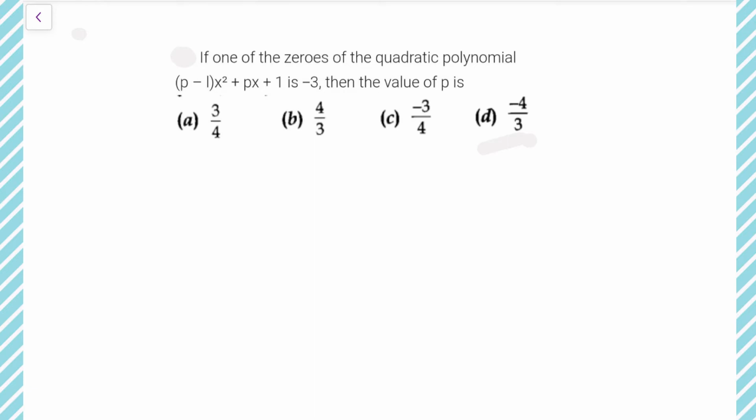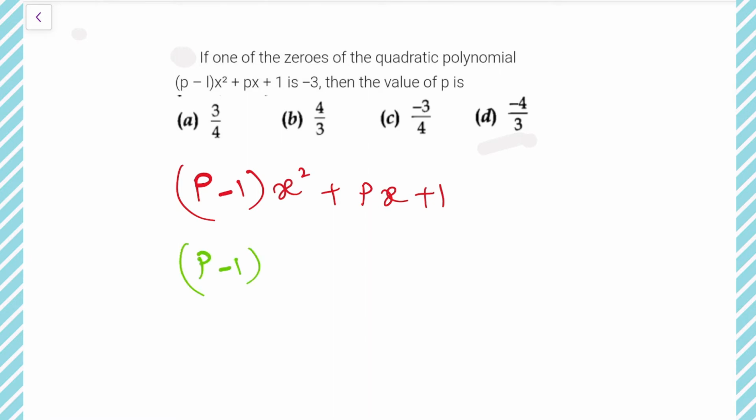Next, if one of the zeros of the quadratic polynomial p minus 1 into x square plus px plus 1 is minus 3, then what is the value of p? For the given question, wherever we have x, we need to substitute minus 3. So let us do that. The given polynomial is p minus 1 into x square plus px plus 1. In the place of x, substituting minus 3: p minus 1 into minus 3 whole square plus p into minus 3 plus 1, make it equal to 0.